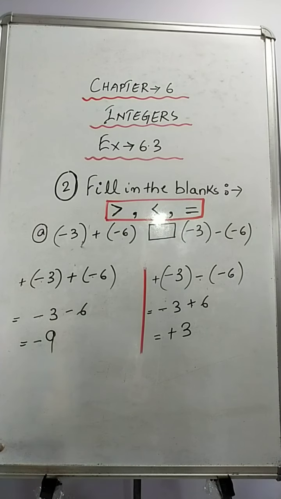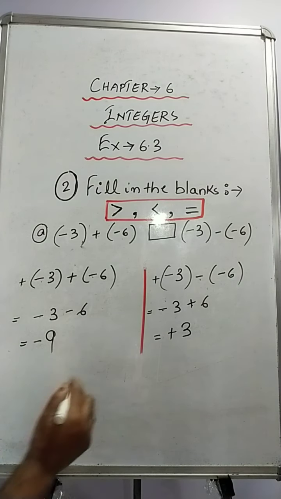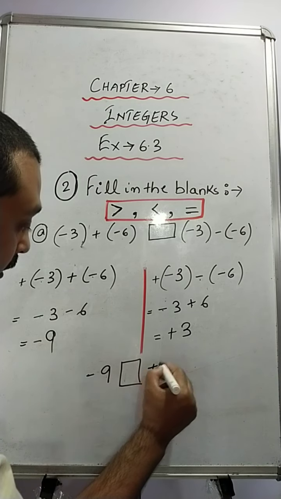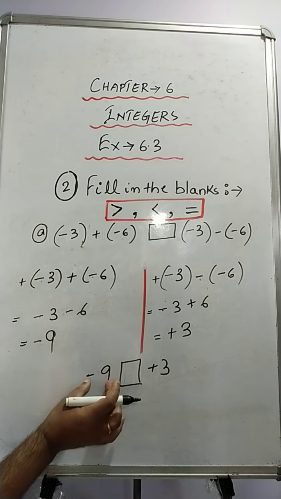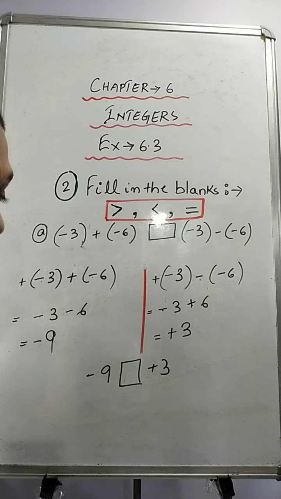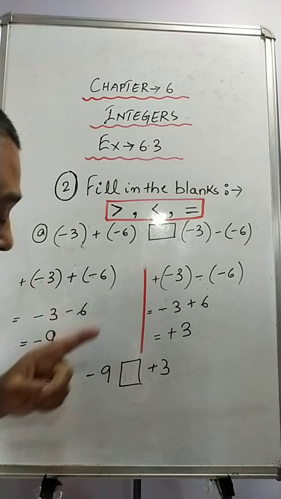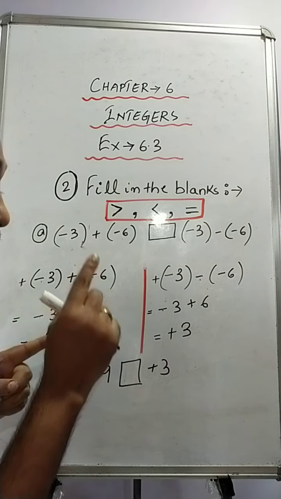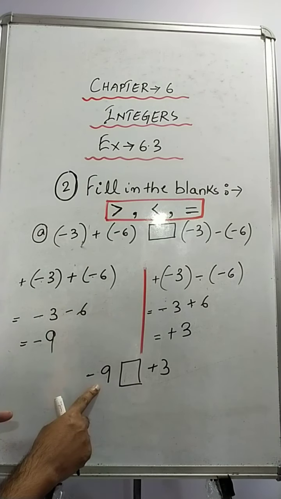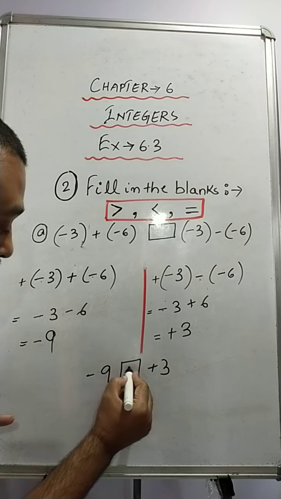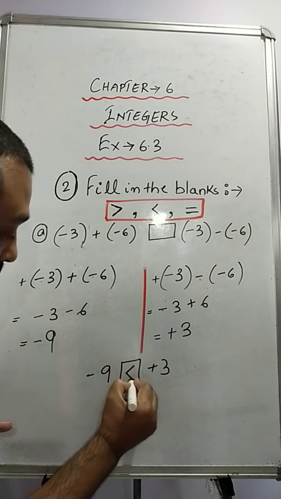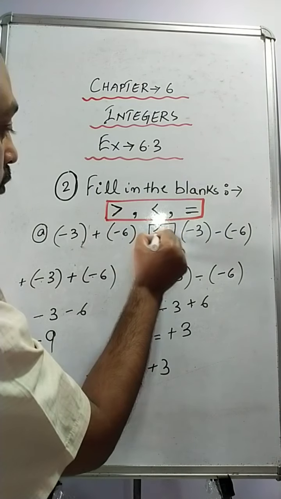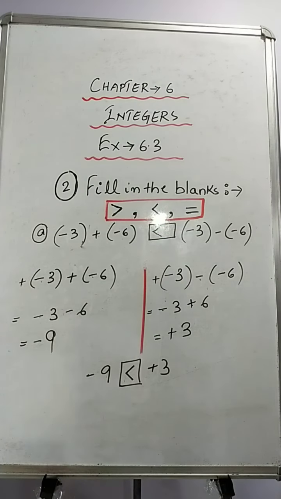So we have to put plus sign. Now you have to compare these two values. That is, if I write in this way, suppose I make a box in between these two numbers. So now you make a judgment: minus 9 is greater or plus 3 is greater. Always remember that the positive integers are always greater than the negative integers. So which sign will we put? Minus 9 is less than plus 3, isn't it? So we'll put the less than sign in this case.